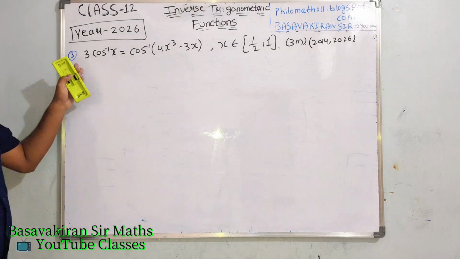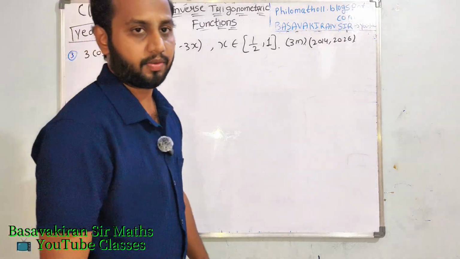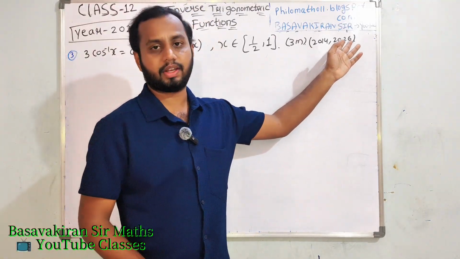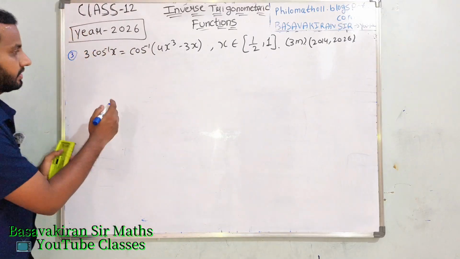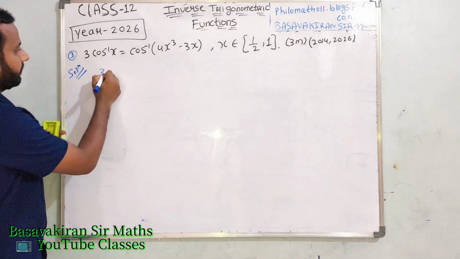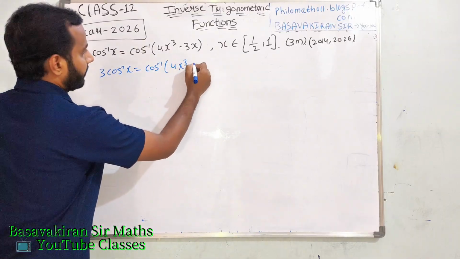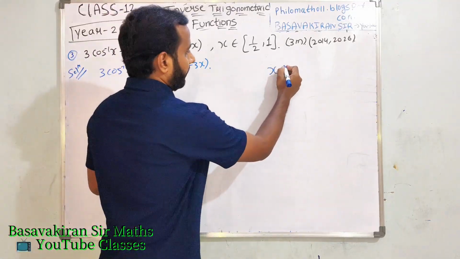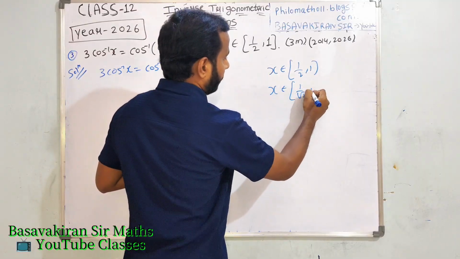Now the next question is: 3 cos inverse of x equals cos inverse of 4x cube minus 3x. You need to show LHS equals RHS. This question has already been asked in 2014 as well as 2026. Earlier two questions were 1 mark and 2 marks, and this is 3 marks, total 6 marks from chapter 2 for the 2026 exam. Next, write down the given data: 3 cos inverse of x equals cos inverse of 4x cube minus 3x. Remember, whenever x belongs to 1 by 2 comma 1, otherwise x belongs to 1 by root 2 comma 1.